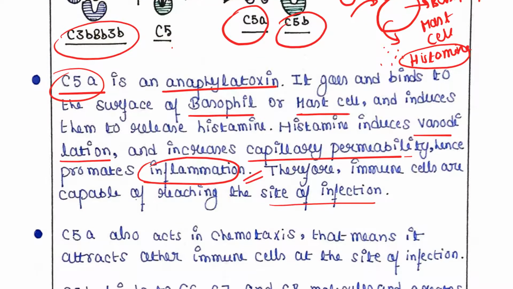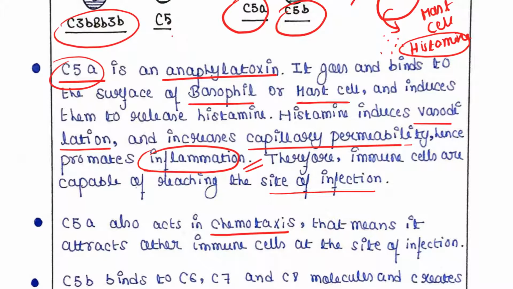C5a also acts in chemotaxis. So not only as an anaphylatoxin, C5a also acts in chemotaxis. That means it attracts other immune cells to the site of infection. Because we know chemotaxis is a process that attracts different immune cells from different parts of the body to reach the site of infection. That is chemotaxis, right? And C5a acts in this chemotaxis process.